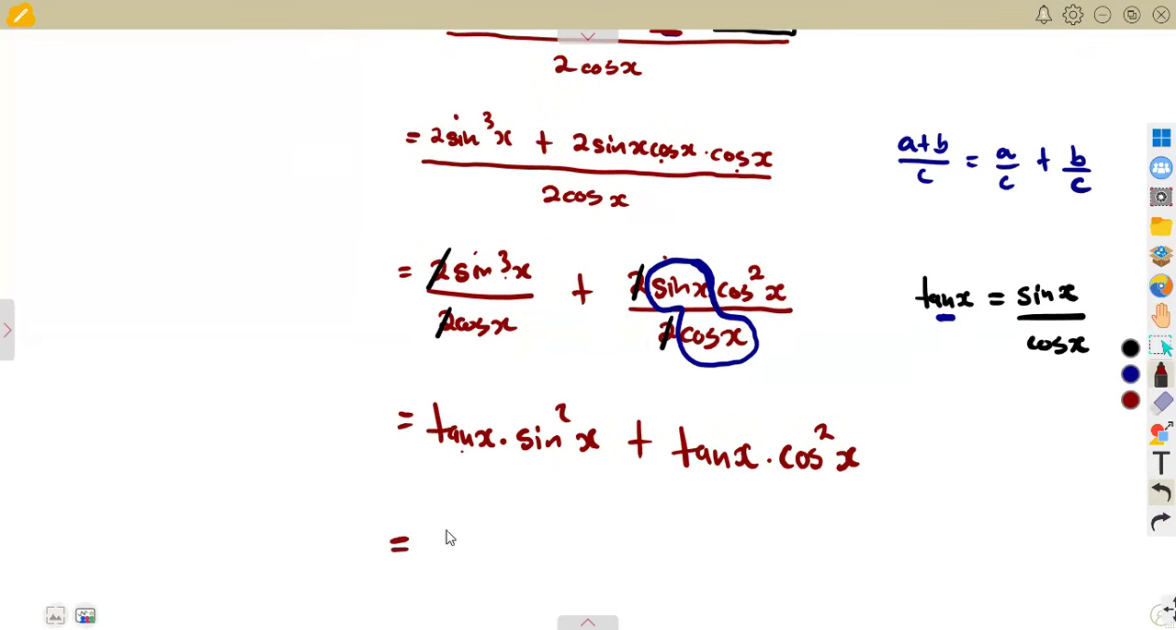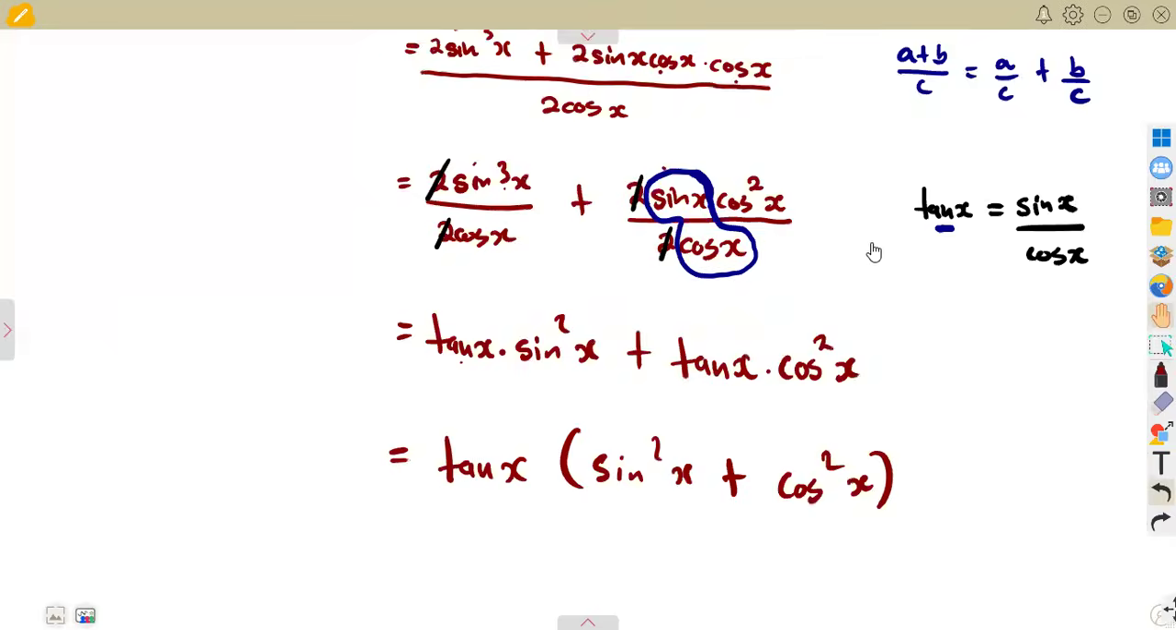tan and tan is common. So you can factor out the tan of x. What are we going to remain with if we factor out tan x here? We remain with a sine squared, that's a sine squared x. If you factor out a tan x here, what are you going to remain with? A cos squared. So that's a cos squared x.